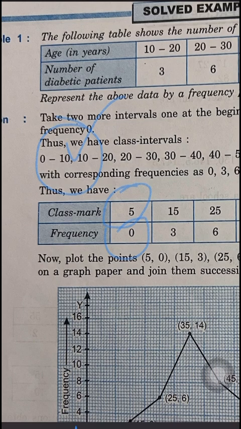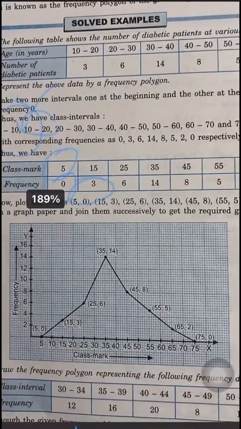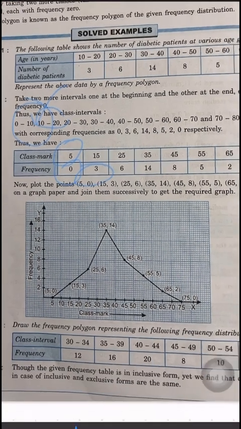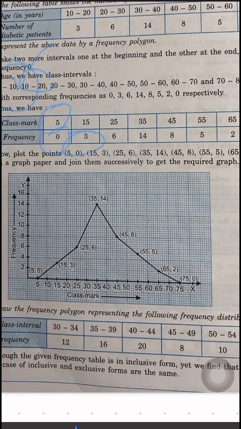Next, we have 10 to 20. Therefore, the mid value between 10 to 20 will be 15 and the frequency is 3. Similarly, between 20 to 30, it will be 25. Then 30 to 40, it will be 35 and so on. And you write the frequency below.